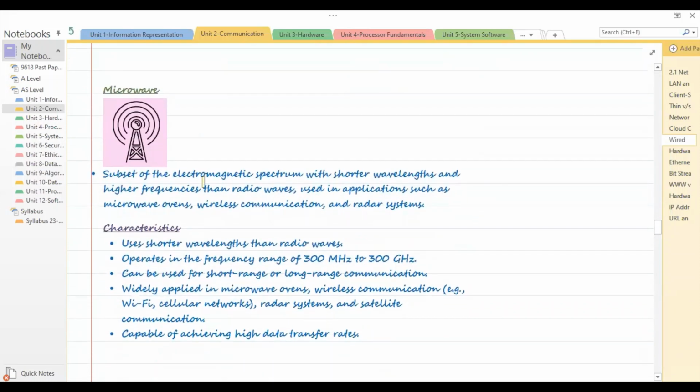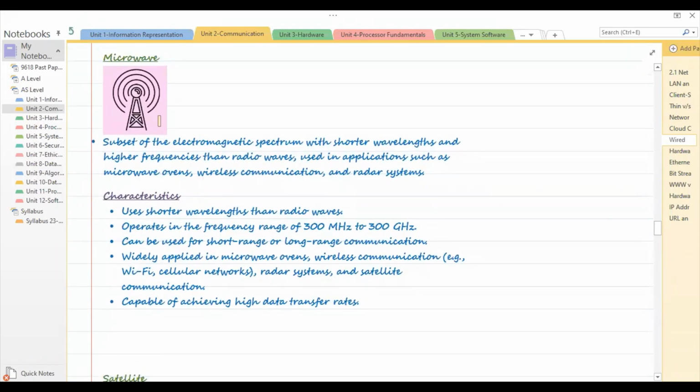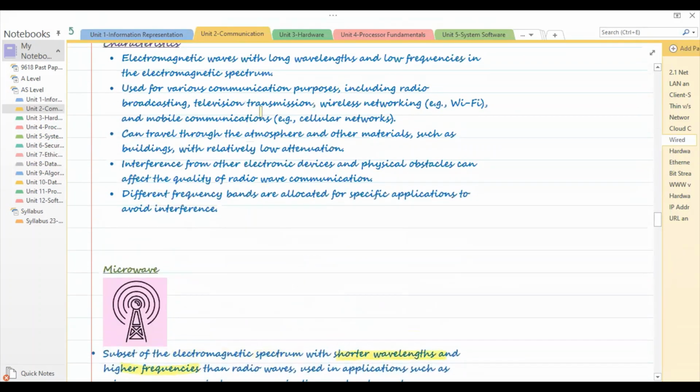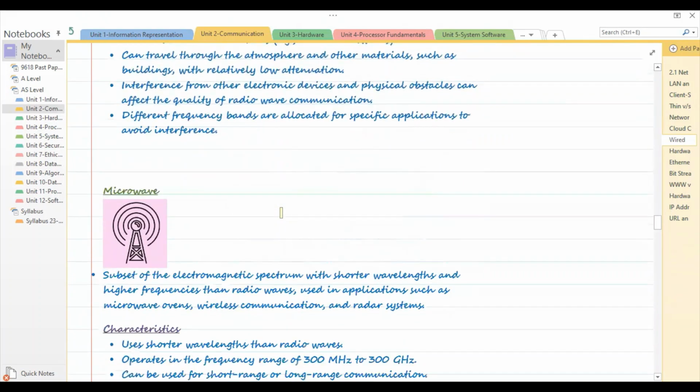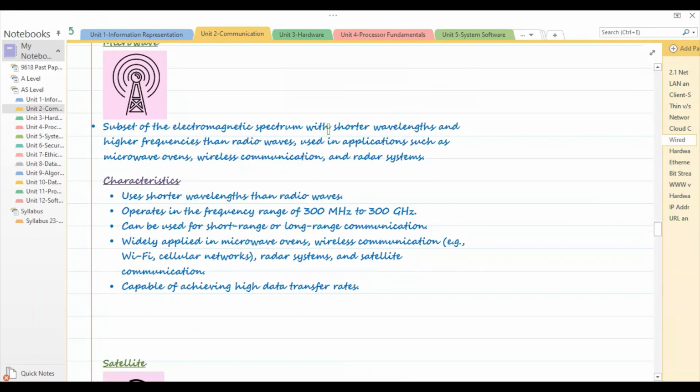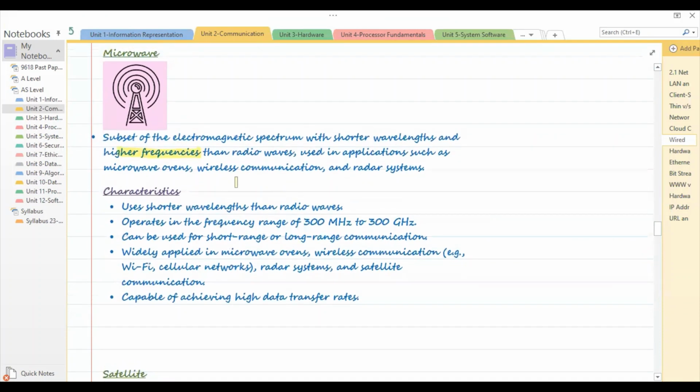Then comes microwave. So there is another transmission medium known as microwave. This is a subset of the electromagnetic spectrum with shorter wavelength and higher frequency, right? So if you look, radio waves have long wavelength and low frequency, and microwaves have shorter wavelength and higher frequency than radio waves. They are used in applications such as microwave ovens, wireless communication, and radar systems.